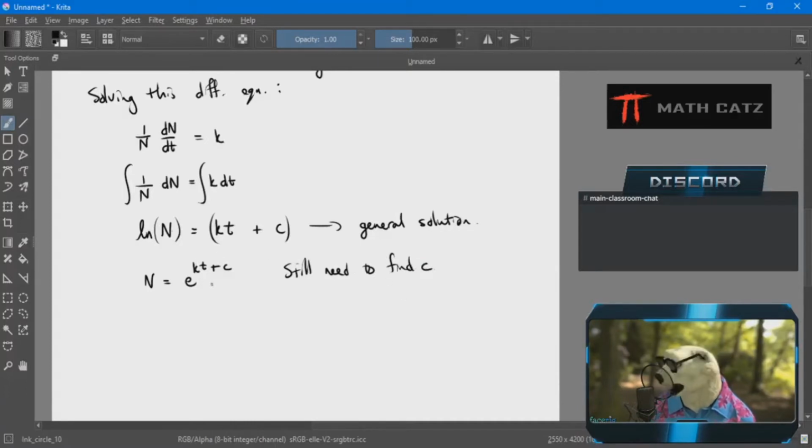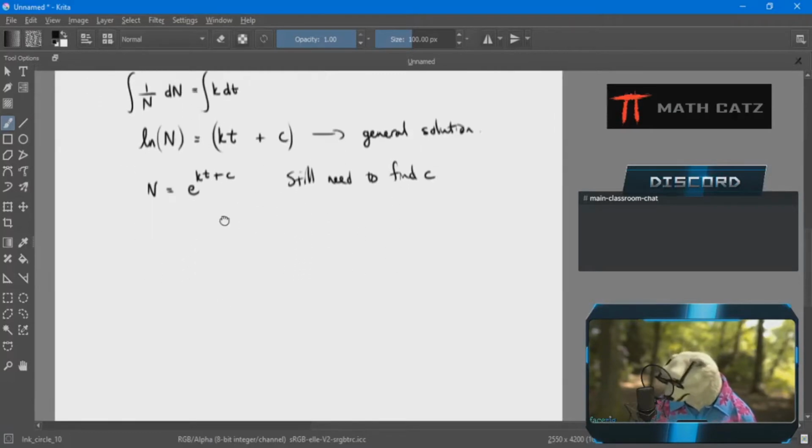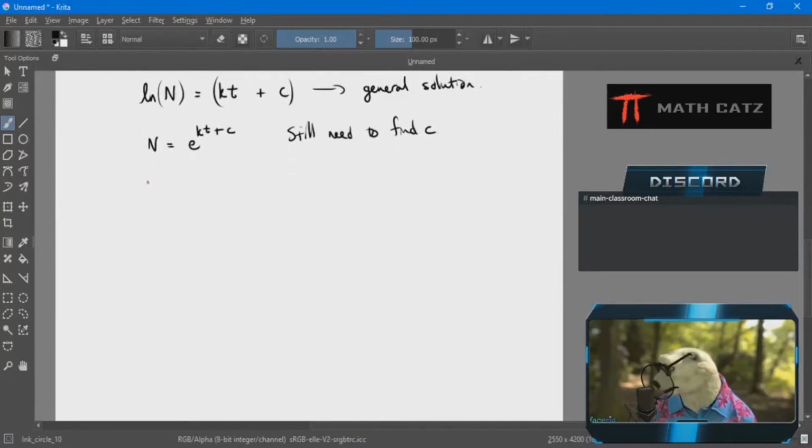But before I do that, it turns out that I can make this look a little nicer by having this integration constant be connected to something that has immediate meaning. This C, if I calculate the value of this C, its value isn't obvious where it comes from. But if I rewrite this a little bit, it's going to look much nicer. So what we're going to do is write this as e to the c times e to the kt.